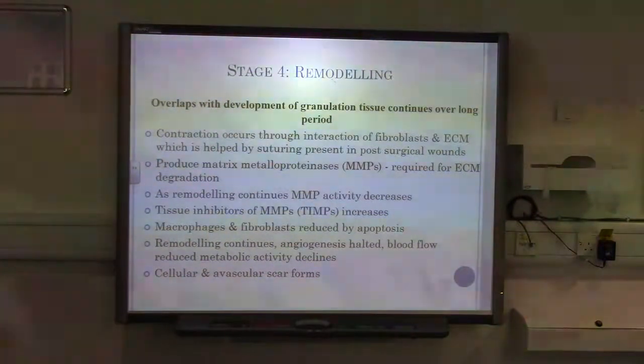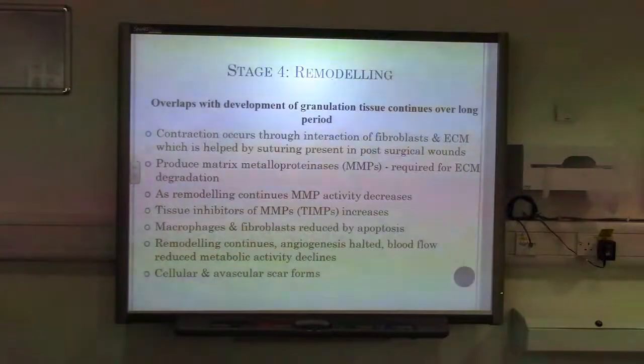The final stage then of normal wound healing is the remodelling stage. Now this overlaps with the development of granulation tissue and continues over a longer period of time. So at this point the remodelling stage can last up to 12 months.